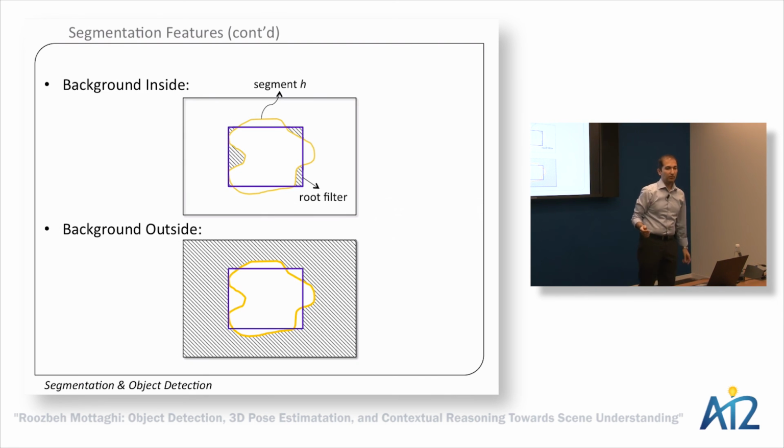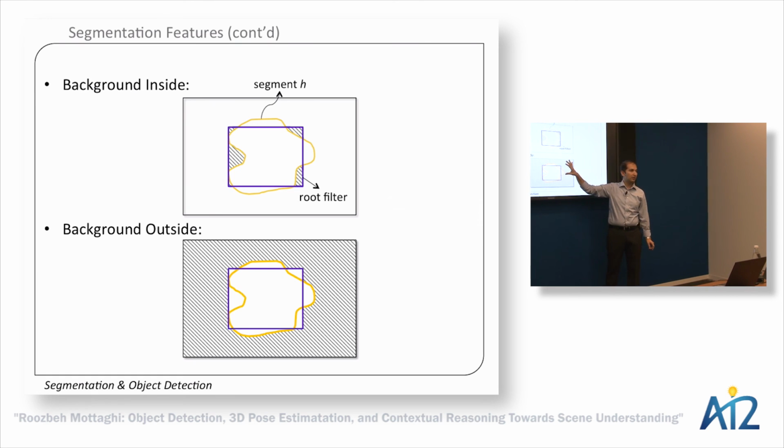Similarly for background, we check how many pixels of the background fall inside the object bounding box and how many pixels of the background fall outside the object bounding box.